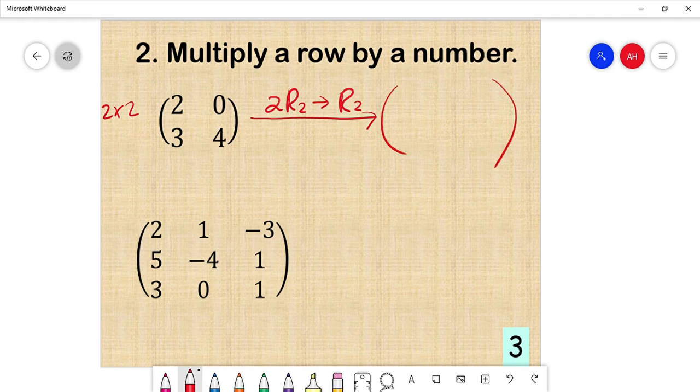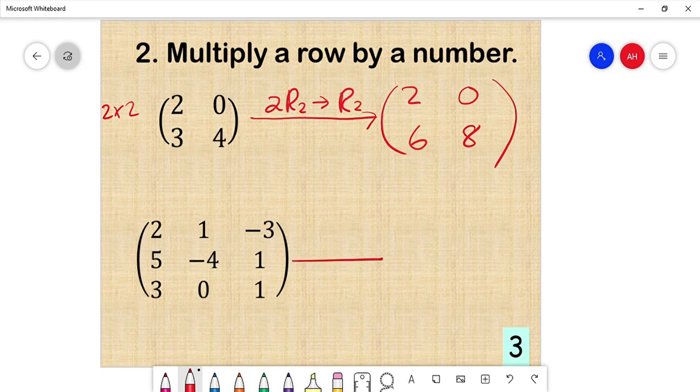Row number 1, we are not doing anything with it, so it stays the same: we still have 2, 0 in row number 1. Now for row number 2, since we multiply by 2, all elements in row number 2 will double. So 2 times 3 will be 6, and 4 multiplied by 2 is 8. This is our new matrix after we multiply row number 2 by 2: 2, 0 and 6, 8.